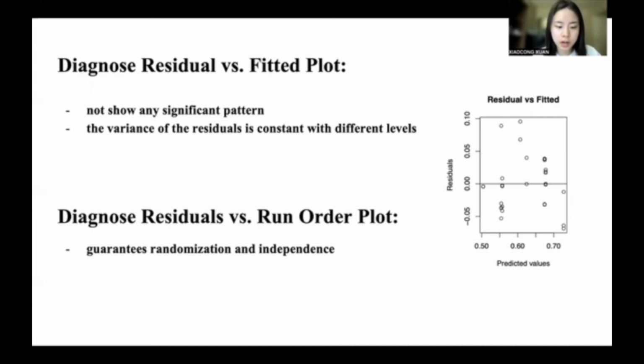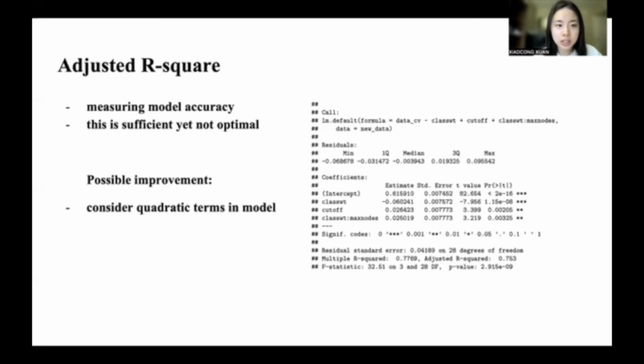We do not construct the residual versus run order plot because the built-in function of cross-validation can guarantee the randomization and the independence. The adjusted R-square is also a good metric for measuring model accuracy, and our model shows 75%. It explains as much percent of the variance of the data as possible. To this end, further investigation is needed, although it is sufficient yet not optimal.